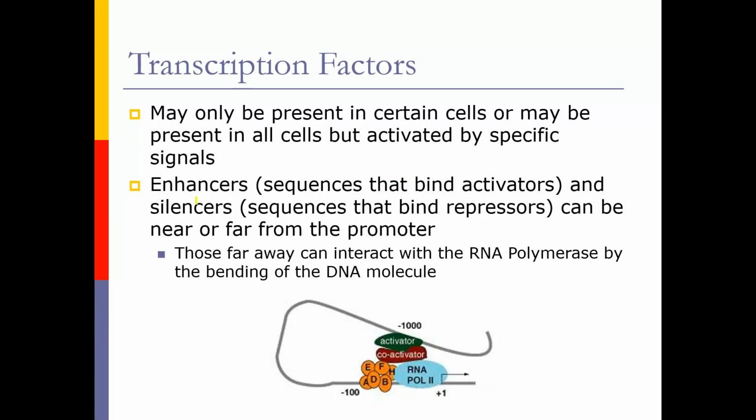Now, enhancers are sequences. So these are actually DNA sequences that bind the activators. And then silencers are DNA sequences that bind the repressors. Now, a lot of times these are near the promoter, but they aren't always right there at the promoter region. They could actually be in another location of the genome, but through bending and moving, those sequences can come into contact. So essentially, the transcription factors are going to bind to these DNA sequences, and then they are either going to allow the gene to be copied or not.